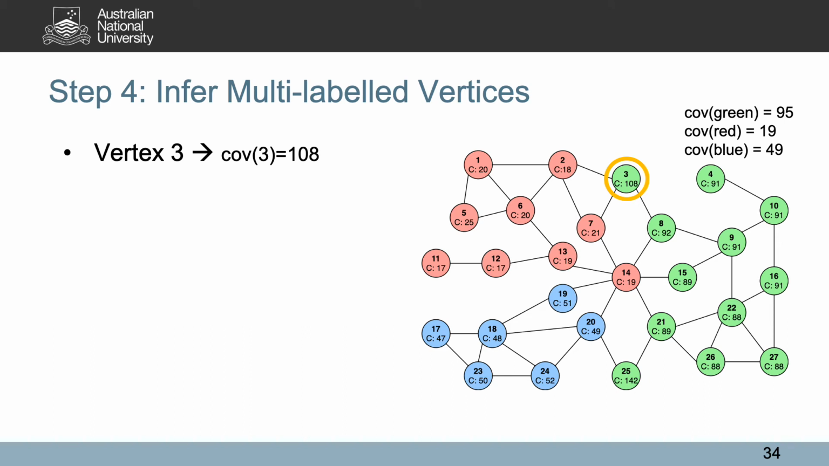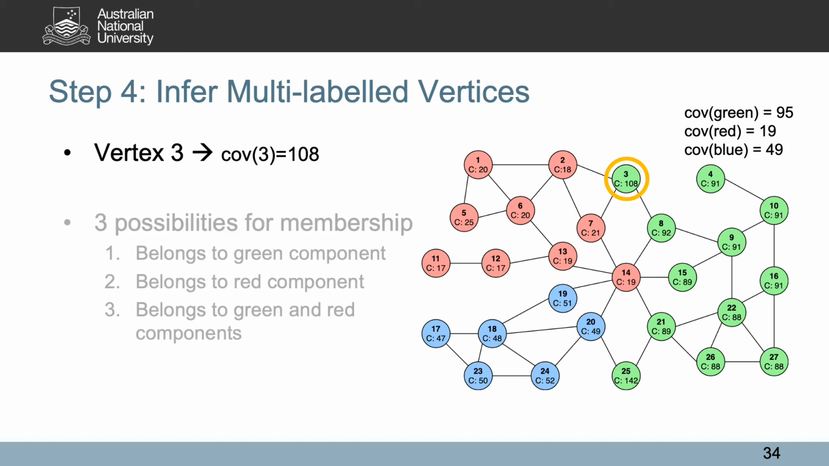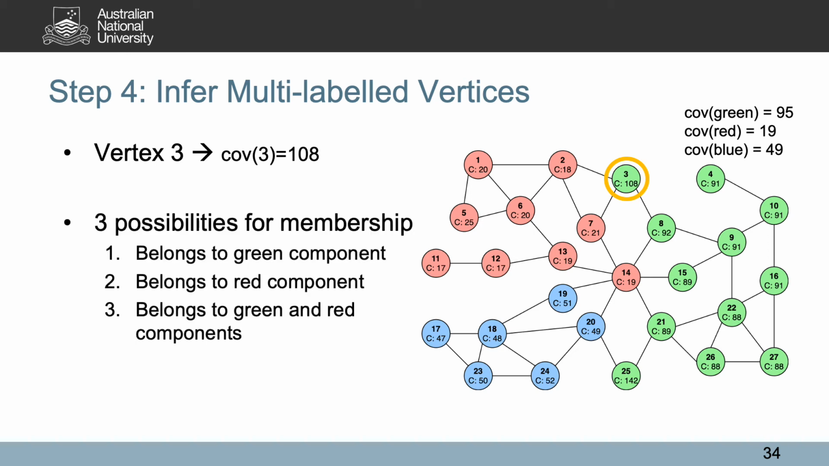Consider vertex 3 with a coverage value of 108. It is in the green component and connects to two vertices in the red component. Now we have three possibilities for the membership of vertex 3. It may belong to only the green component, it may belong to only the red component, or it may belong to both the red and green components. We have to check the coverage values for each of these possibilities.